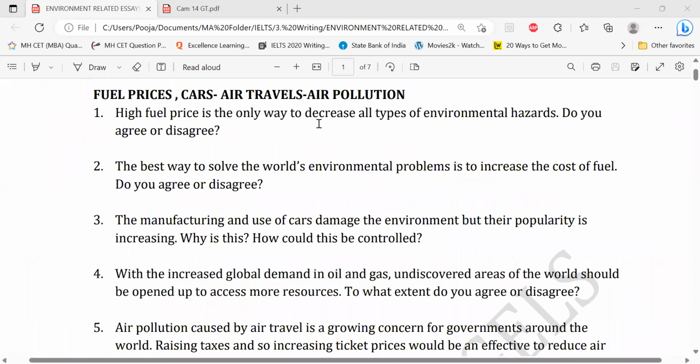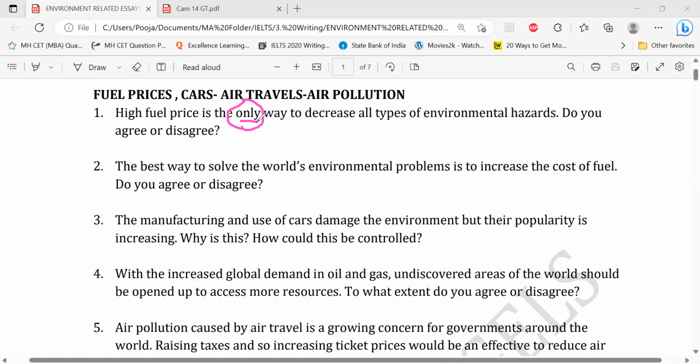Read the first one, Jairaj. Yes, ma'am. High fuel price is the only way to decrease all types of environmental hazards. Do you agree or disagree? Now, this is where my opinion is important. The words where people can agree or disagree is "the only way." It makes it a conditional thing. It's the only way, exclusive. That means nothing else will work.